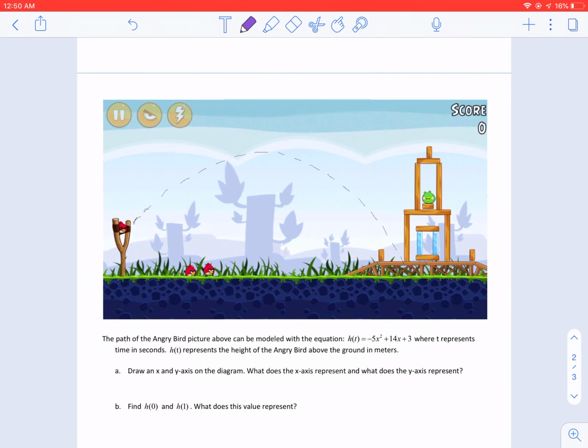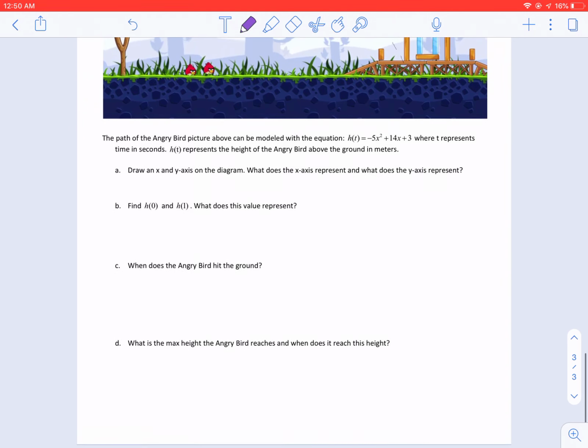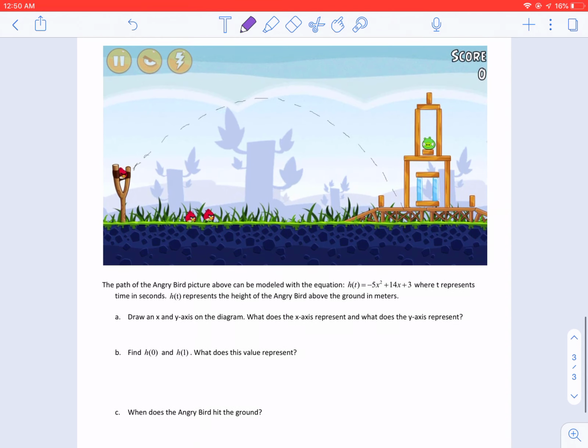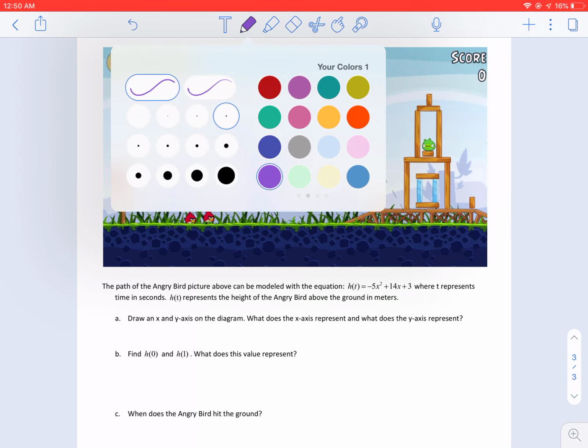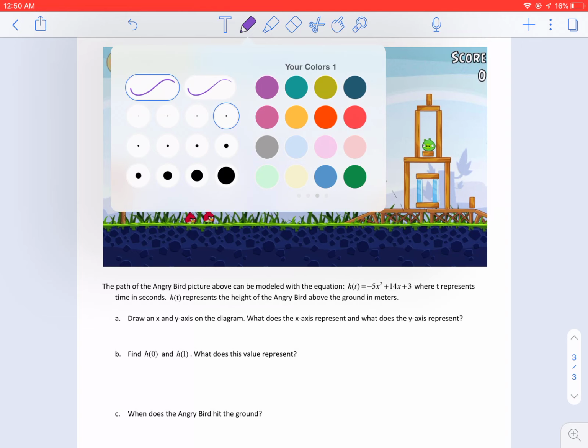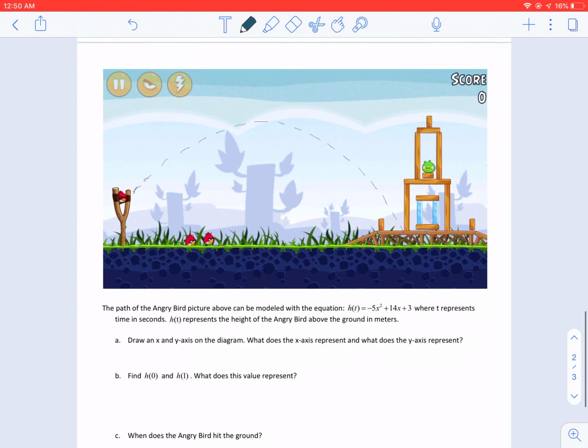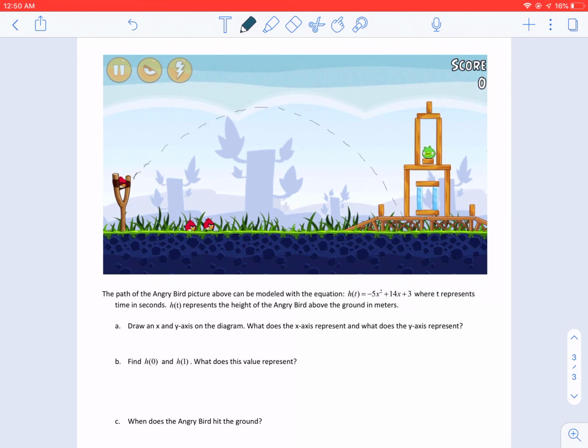So I got one more problem over here, but I think I will let you guys try this one. I will post an answer key to this, but I do want to get you started with it, and I'll have you finish it and you can check with the answer key. On this one, the path of the angry bird pictured above can be modeled with that equation. Hopefully you guys still remember Angry Birds.